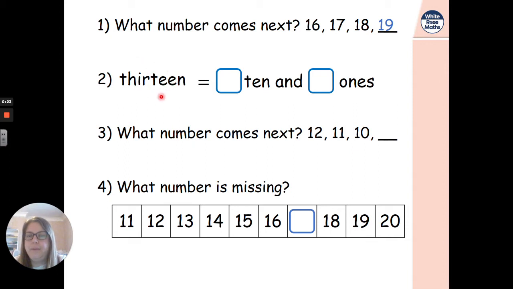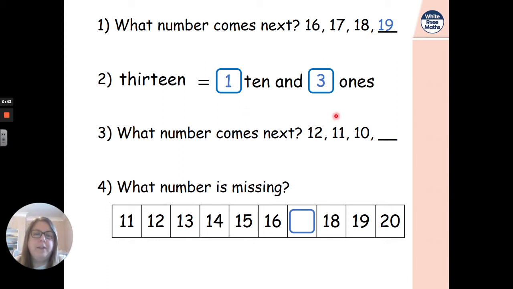What number word does this say? Have a little think before I tell you. Yeah, it says 13, doesn't it? 13. How many tens and how many ones are in 13? Thinking about the number, what does 13 look like? And if you pulled it apart, what would it be? It would be 1 ten and 3 ones. Well done.